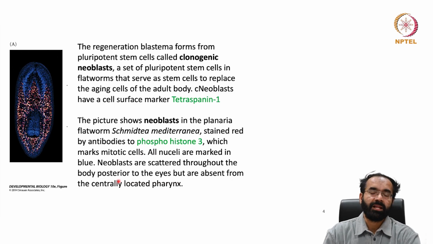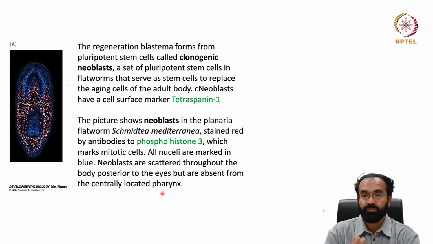Assuming you think of planaria like a human standing up, you have two eyes. Below the eye is the major distribution site for neoblasts. They are scattered throughout the body, but the preference is below the eye, posterior to the eyes, and they are absent from the centrally located pharynx.